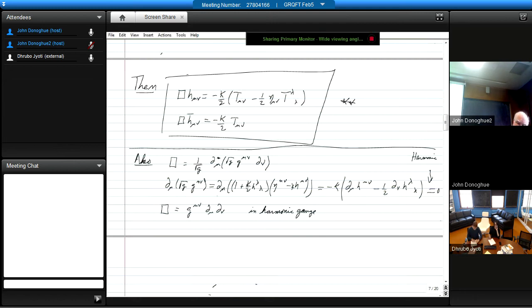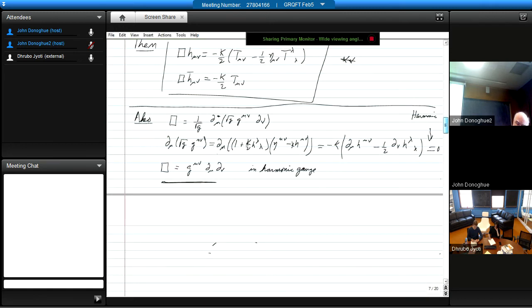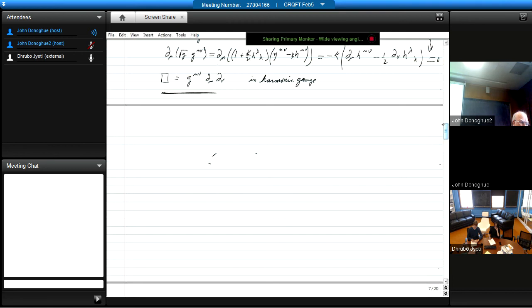Okay. So both the scalar wave equation and the wave equation for gravity simplify. Okay. We can also do gauge invariance for the scalar field.